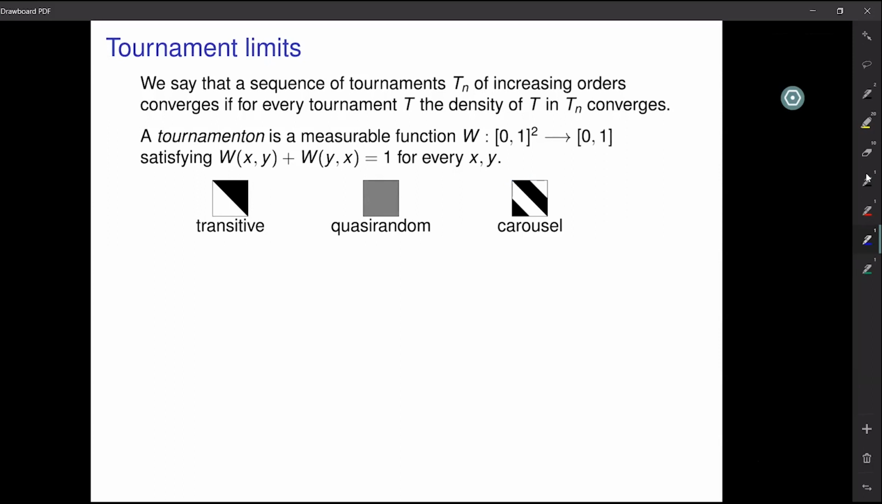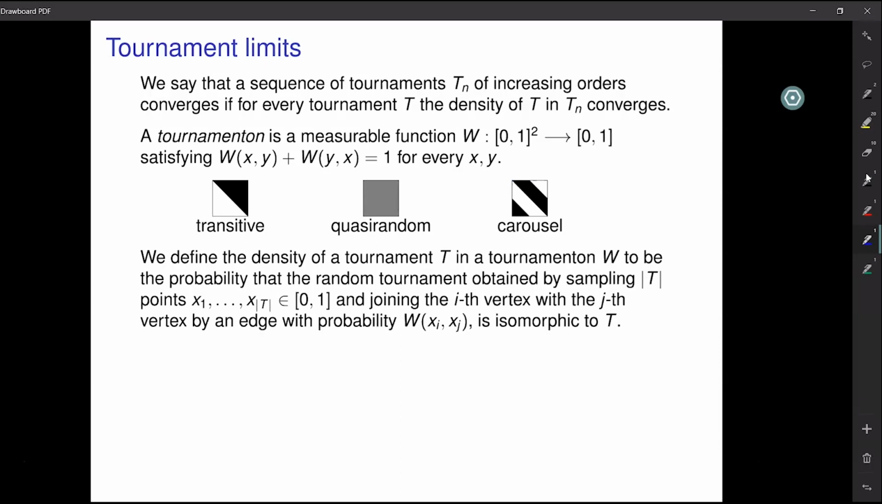Okay, so if we know something like this, what a tournamenton is, we can prove the same properties as we have for graph limits. I mean, we can define what the density of a fixed tournament in a tournamenton is. It's just the probability that if I pick some random vertices, then the density of this tournament is basically the probability that those random vertices create the tournament T. By create, I mean that we look at edge probability given by the value of the tournamenton.